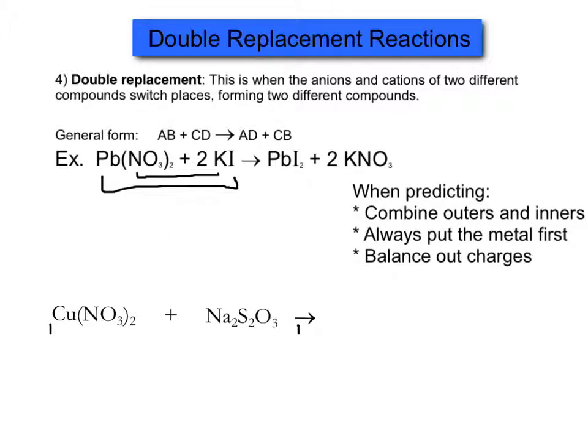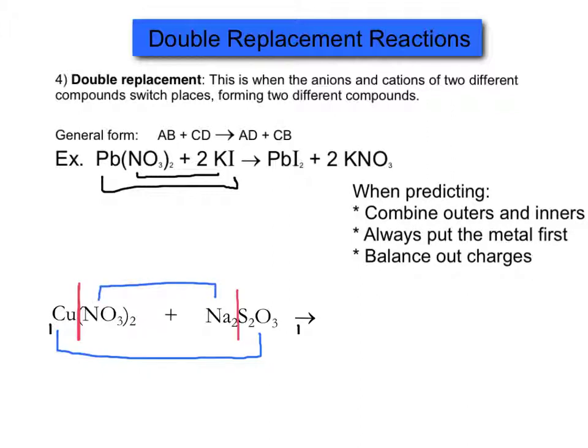Another thing that can help you out is the parentheses. The parentheses are always used for when you have more than one polyatomic ion, and so it makes it a little bit easier to see that the first compound breaks apart in between the copper and the nitrate. And the second one, if you didn't recognize S2O3, that is a polyatomic ion called thiosulfate. So when you're combining the outers and inners, you're going to be combining copper with thiosulfate, and you're going to combine the sodium with the nitrate.